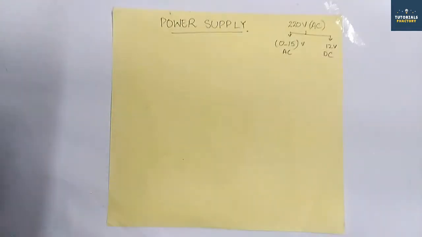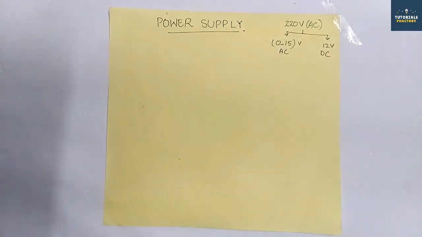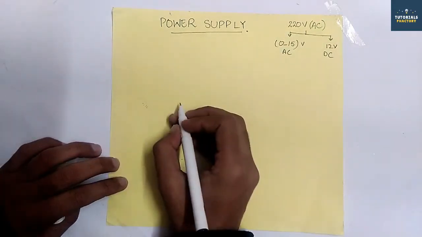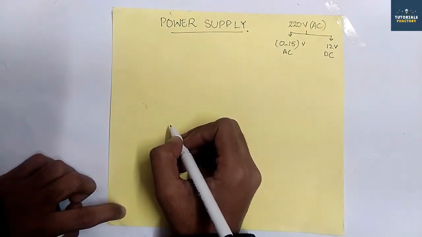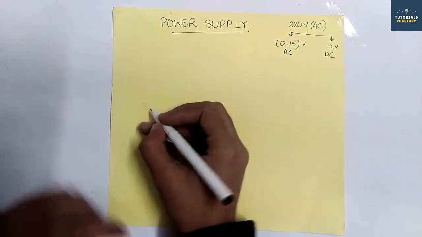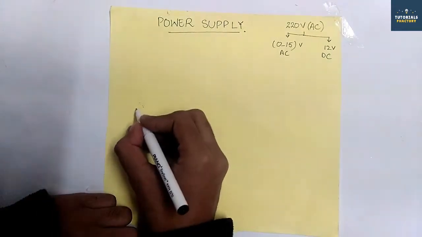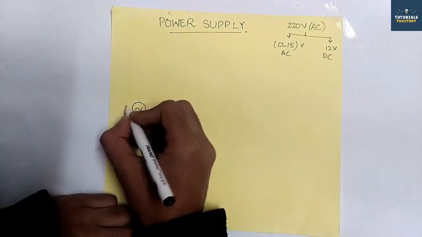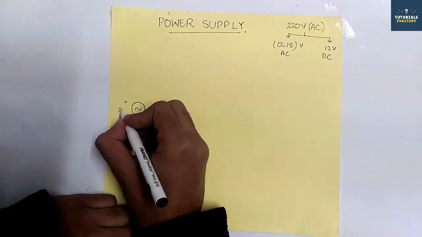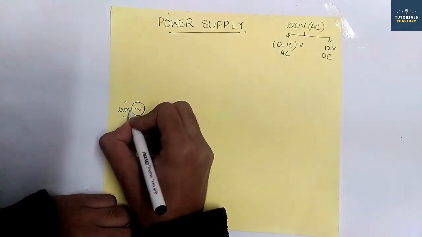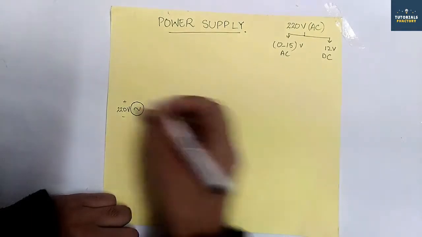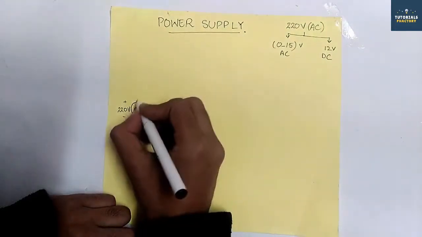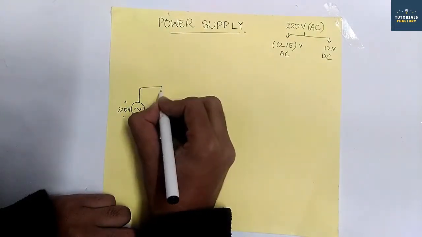So let's start, and I'm gonna make a layout for the circuit. So what do we need? We just need a 220 volt AC supply. This is our 220 volt AC supply, which we have to convert, and which will give us almost 220 volt RMS value. So now we will step it down by using our transformer.